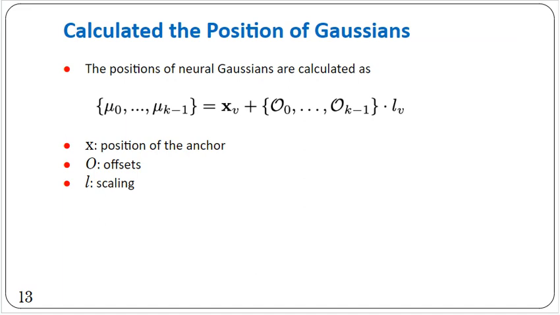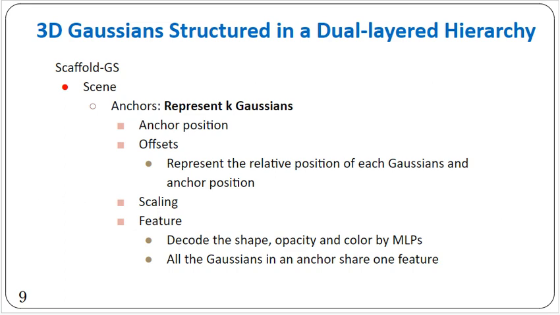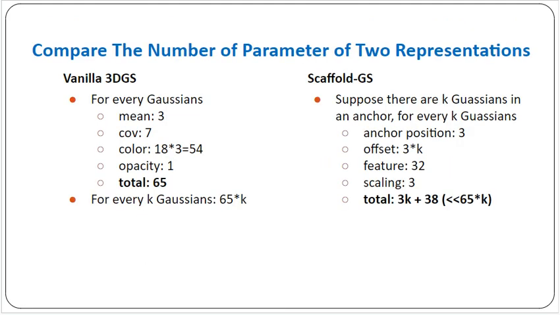The positions of the neural Gaussians are calculated as in the function below. X means the position of the anchor, O means the offset, and l means the scaling. The third variable is the scaling, and the fourth variable is the feature. The feature decodes the shape, opacity, and colors by MLP decoders. Since all the Gaussians in an anchor share one feature, the storage size will be much smaller compared to the vanilla 3D Gaussians.